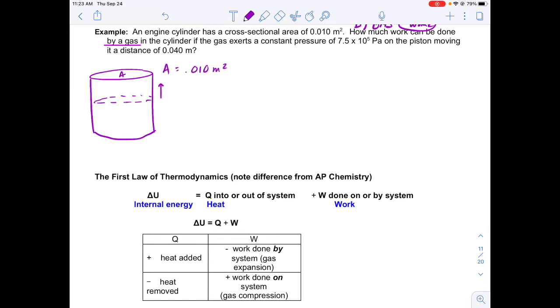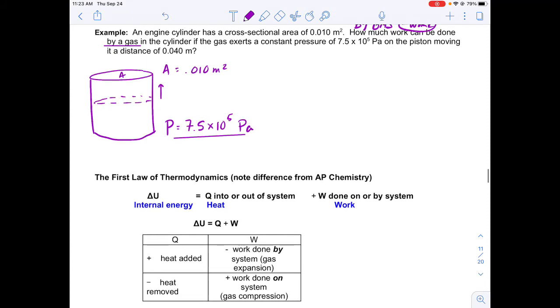If the gas exerts a constant pressure, okay, now this is interesting. Constant pressure. How can the pressure stay constant if this gas is expanding? Because normally, if the gas were expanding, the pressure would go down. So we're going to assume that n, the number of moles of gas, is staying the same in the cylinder. We're going to assume it's a closed cylinder, and R is a constant. We just found out that P, the pressure, is a constant.